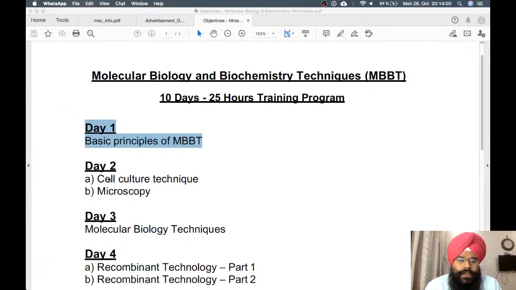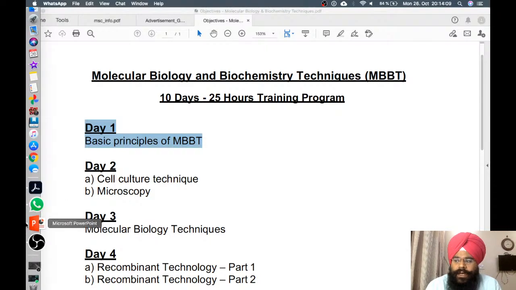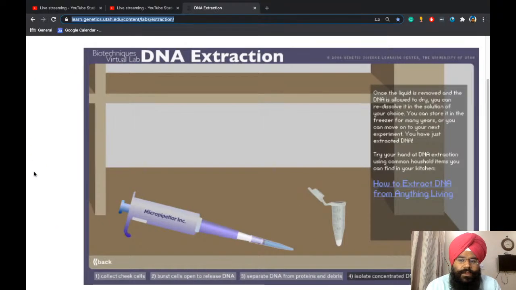Today's work is cell culture technique and microscopy. We will touch these two parts in today's lecture. So let's start. Any questions, students?